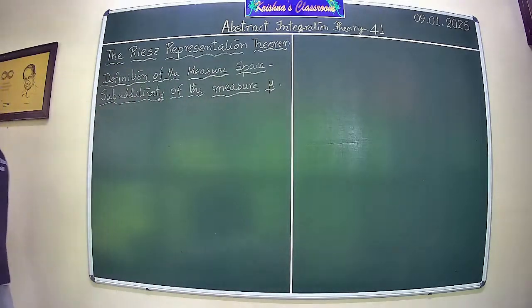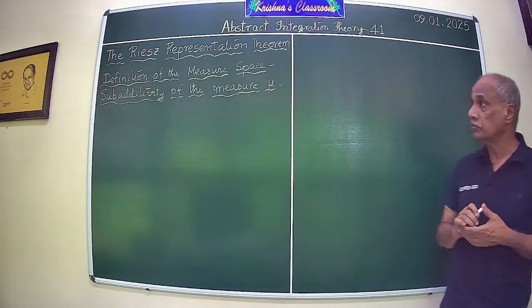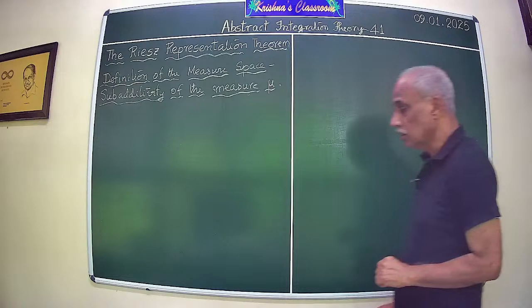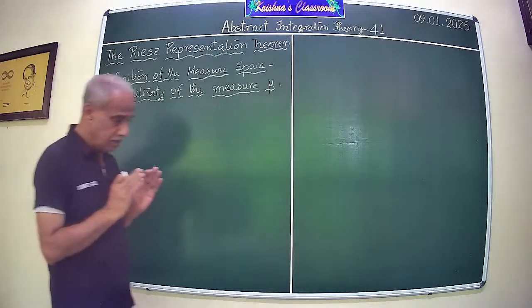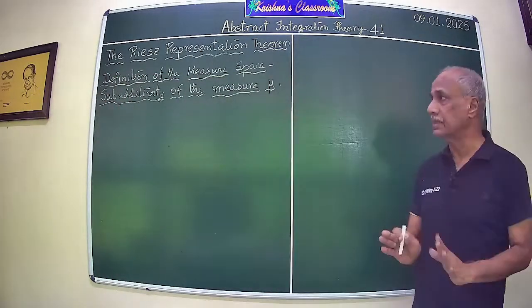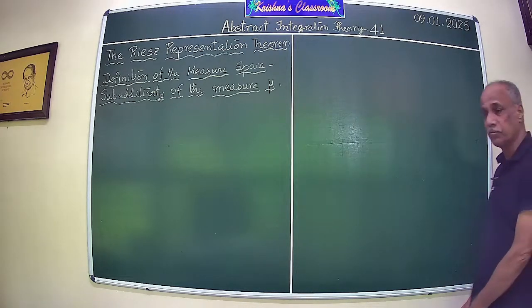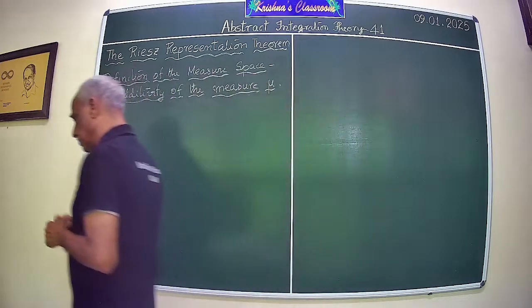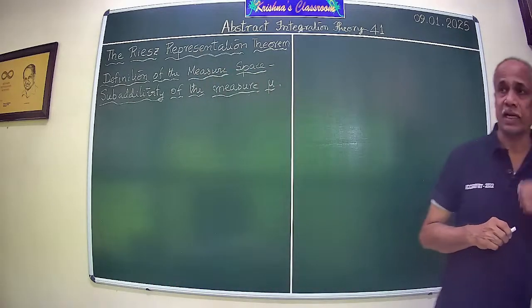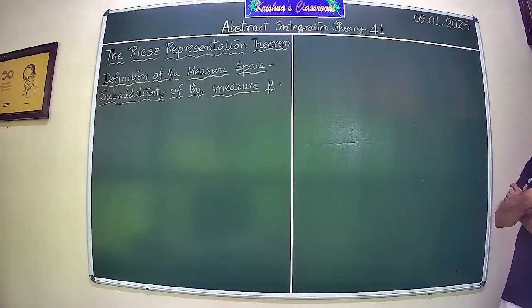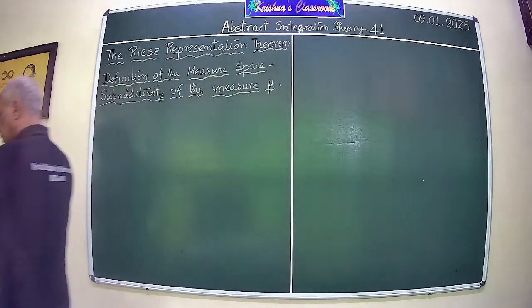Now we shall continue with the proof of the Riesz representation theorem. In fact, last time we proved that if a measure space exists, which has been constructed out of the linear functional with the properties that are listed in the theorem, then it is unique. So, the uniqueness part we have done already.